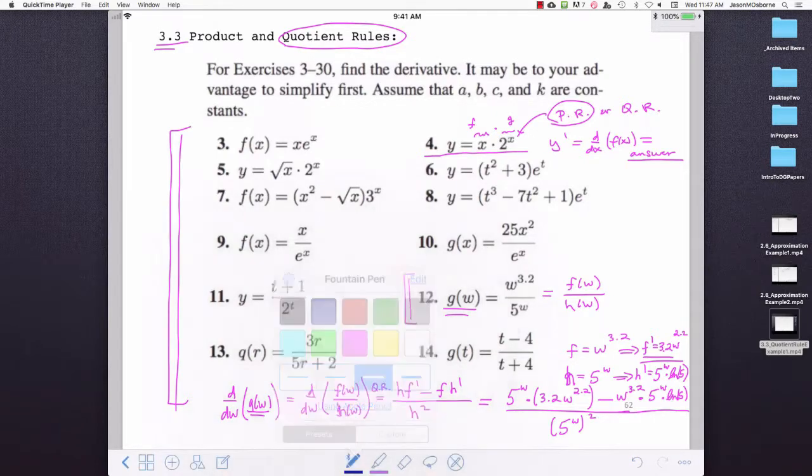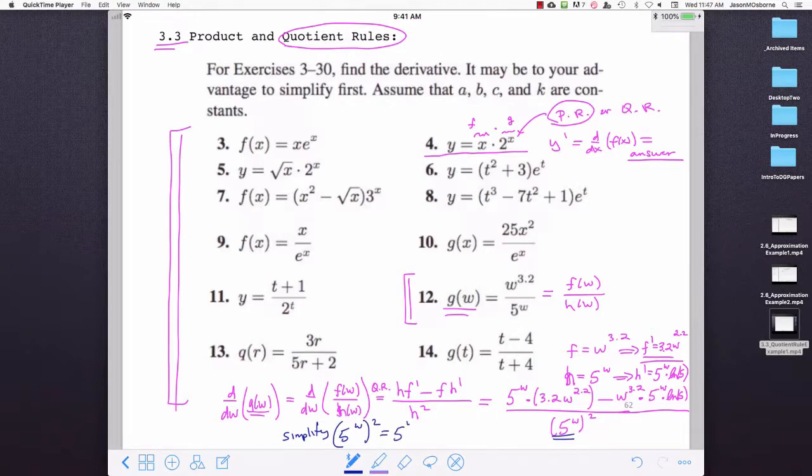If you had to simplify, the only thing I could see to simplify here, because the only part that has the same base is 5 to the w squared, which is 5 to the w multiplied by 5 to the w, which is 5 to the w plus w, add the exponents, 5 to the 2w. So that's the only thing I could think to simplify here.